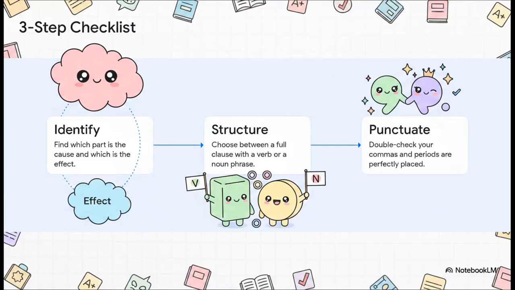Let's wrap this up. I want you to use this 3-step mental checklist every single time you write an academic sentence. First, clearly identify which part of your idea is the cause and which is the effect. Second, decide on your structure. Are you using a full clause with a verb or just a noun phrase? Choose your connector based on that. And third, double-check that punctuation. Make sure your commas and periods are in exactly the right spots.